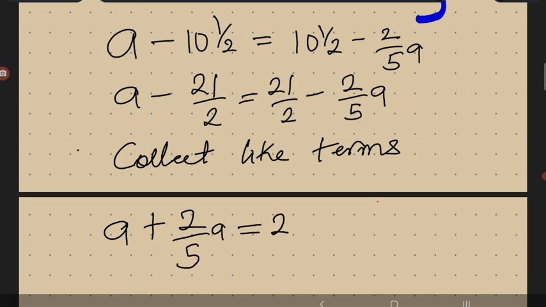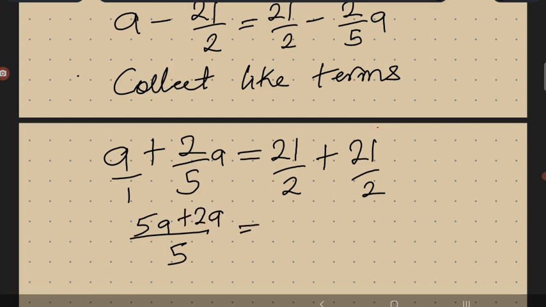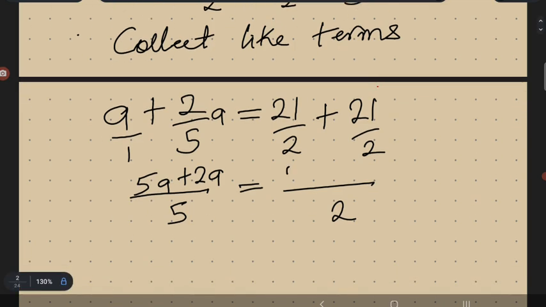is equal to 21/2 plus 21/2. So what are you now going to do next? From the left side, let's find the LCM to be 5. This is over 1. 1 divides 5 to give us 5, so 5a plus 2a is equal to, by looking for the LCM here also, it gives us the same thing, which is 21 plus 21.